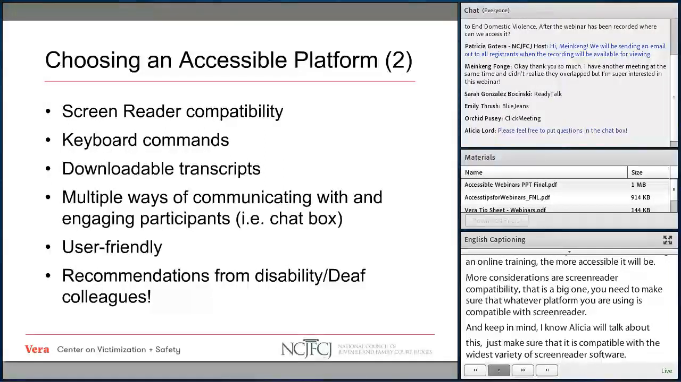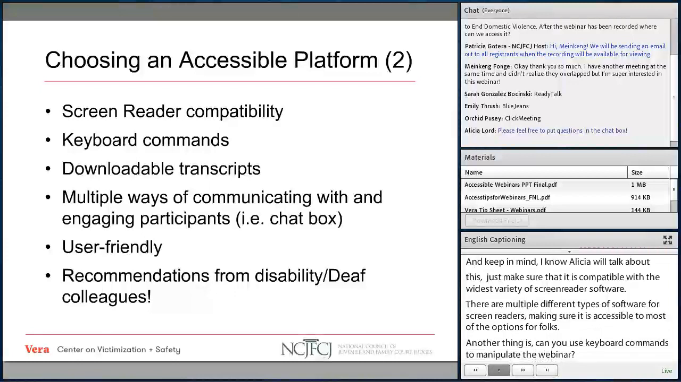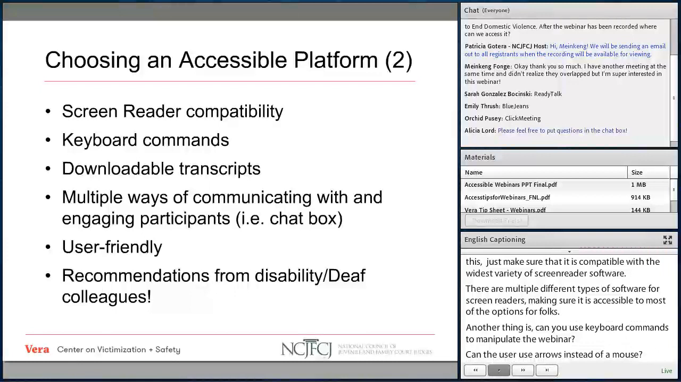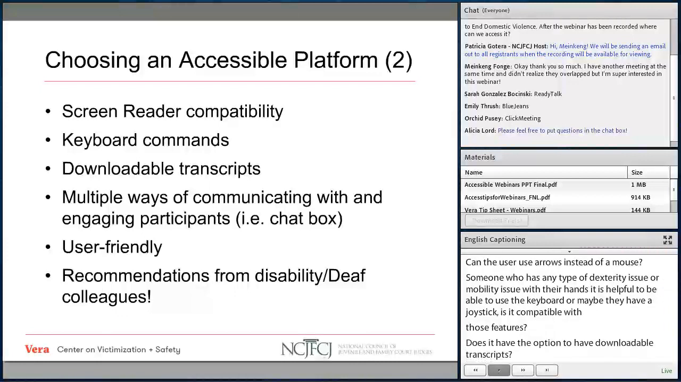Another thing is, can you use keyboard commands to manipulate the webinar? Can a user use the arrows to navigate instead of using a mouse click? For someone who has any type of dexterity or mobility issue with their hands, it's helpful to be able to use their keyboard, or maybe they have a joystick. Is it compatible with all of those different features? Does it have the option to have downloadable transcripts? Can a person download a transcript on site during the webinar, or immediately after, to be able to refer back to it?